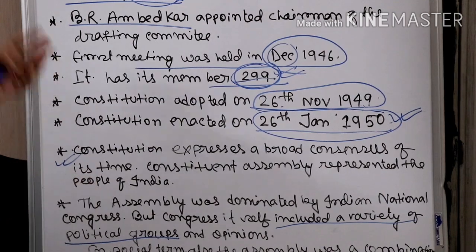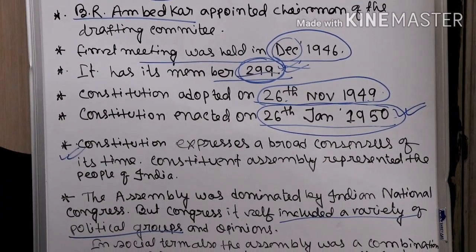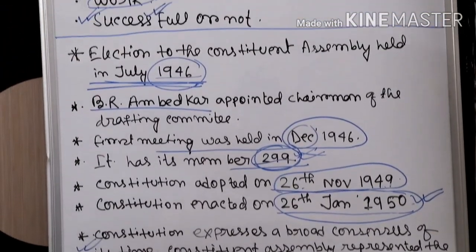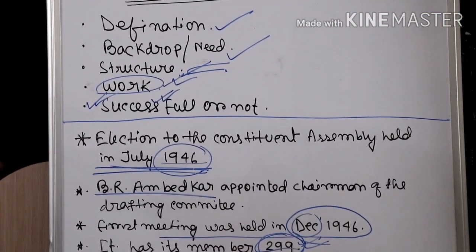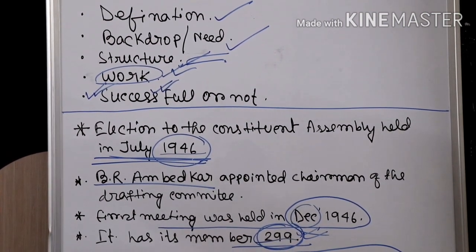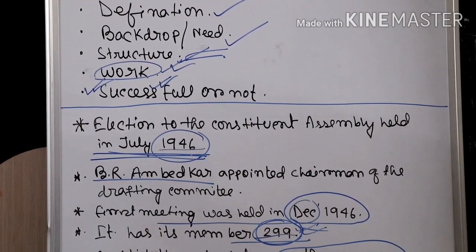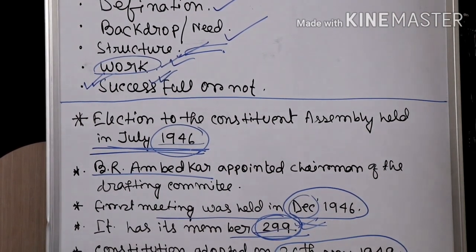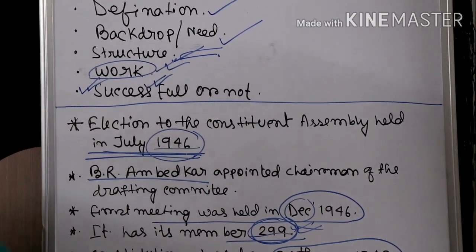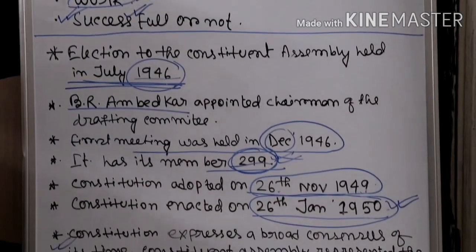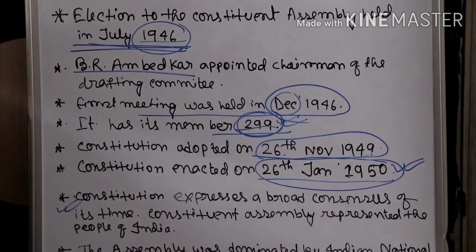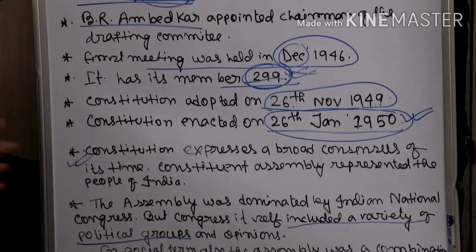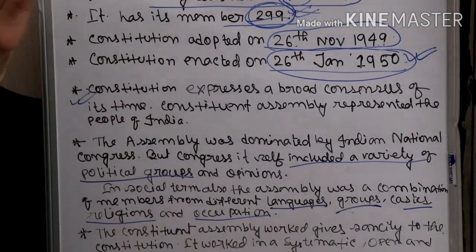The Constitution expressed a broad consciousness of that time. It not only expressed the idea of a few people, it mainly expressed the ideas of a larger group of people, and other groups were represented. It was definitely dominated by a single political party, but they included different opinions, people of different religions, different languages, different castes, and different sections of the society.